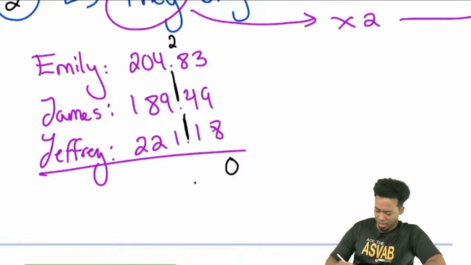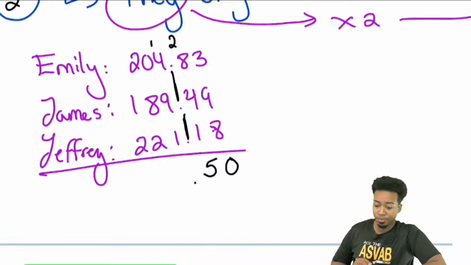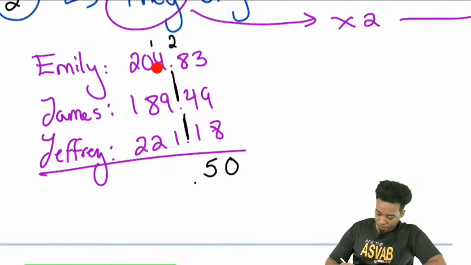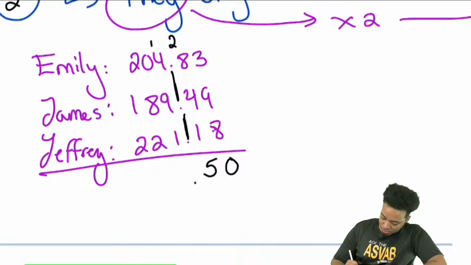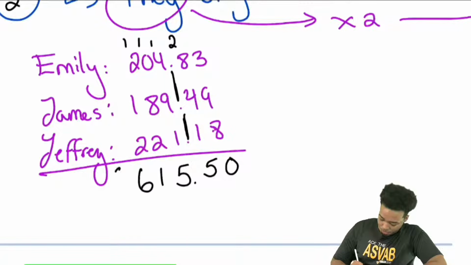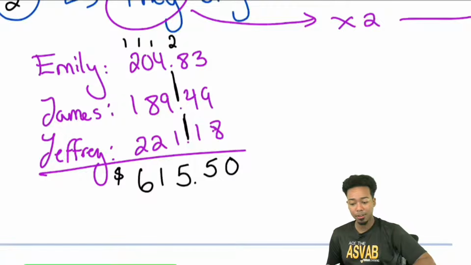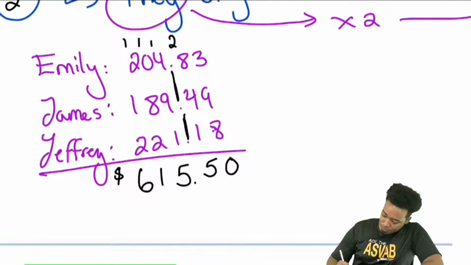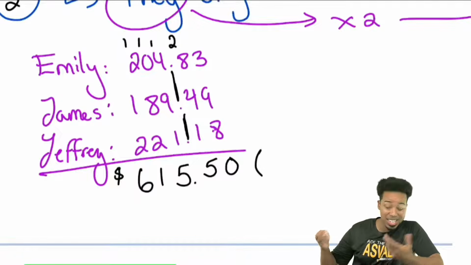Then we're going to go ahead and add these up. 10, 14, 15. You have yourself that 5. Carry the 1. Then from there, 4 plus 1 is 5, plus 9 is 14, plus 1 is 15. Then we just keep adding: 1, 9, 11. One more time, 3, 4, 6. Boom. So we have $615.50. We have that for the 3 kids together.